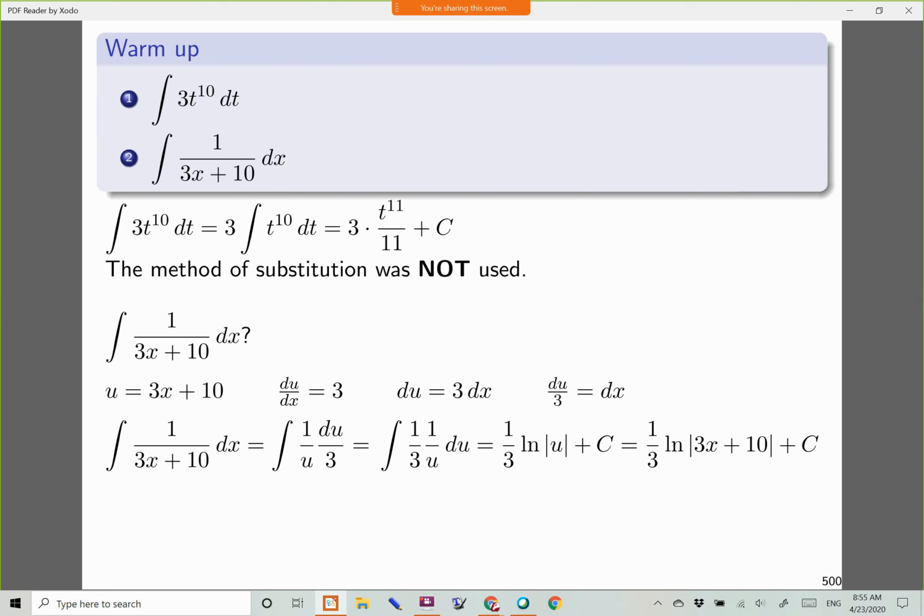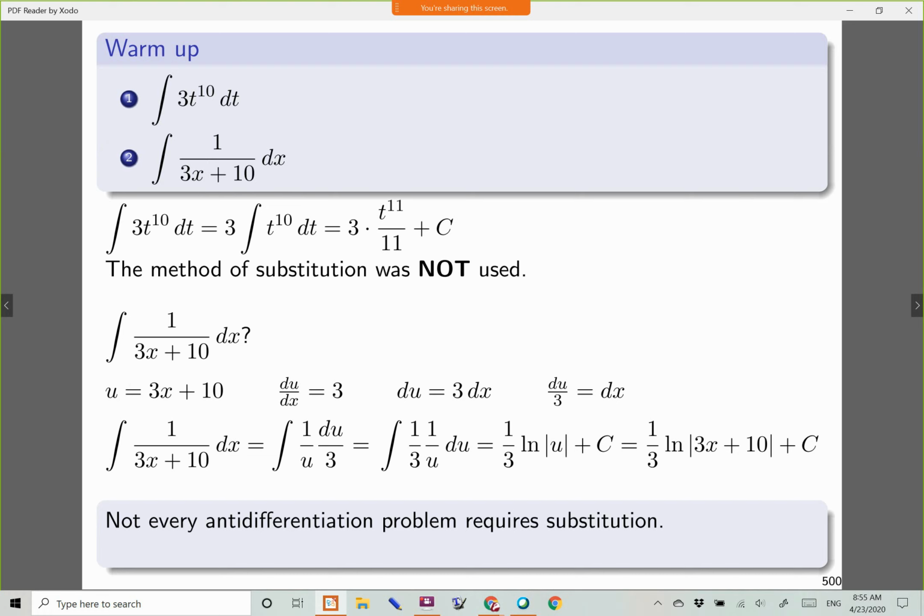I think the key thing I want to say about comparing the two warm-up questions is not every anti-differentiation problem requires substitution. So there are these two integral problems, or these two antiderivative problems. And this first one, there is no u equals. Let me just draw a line here, right? Above, in this part right there, there's no u anywhere. So this u substitution thing doesn't always apply.